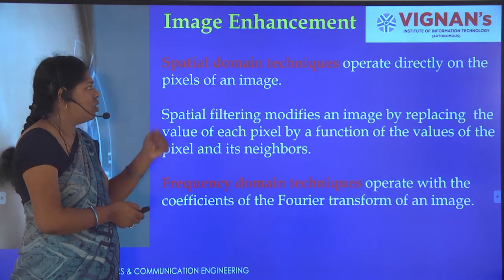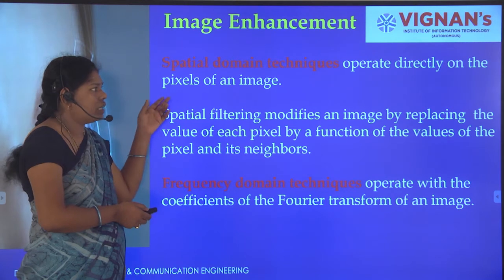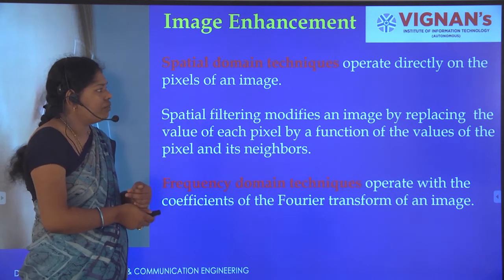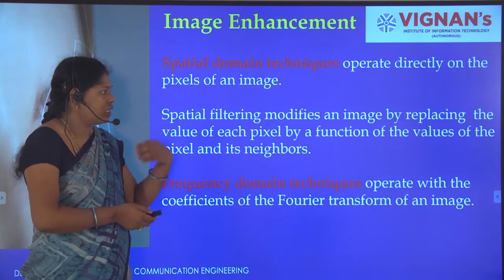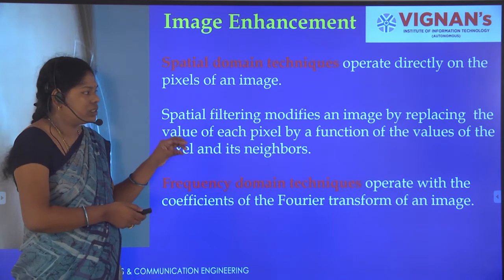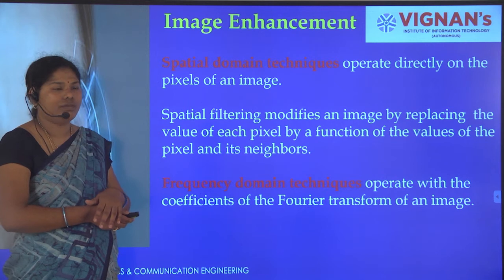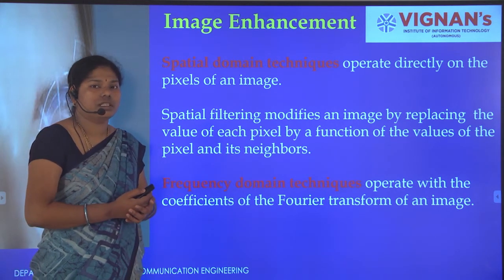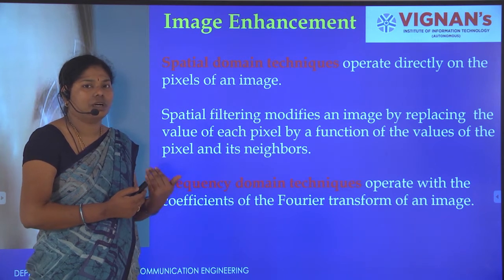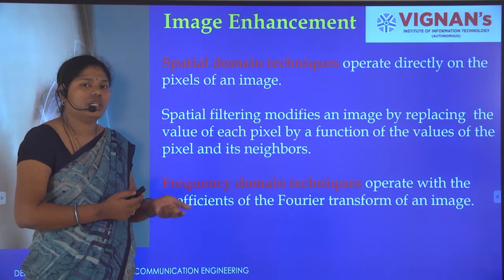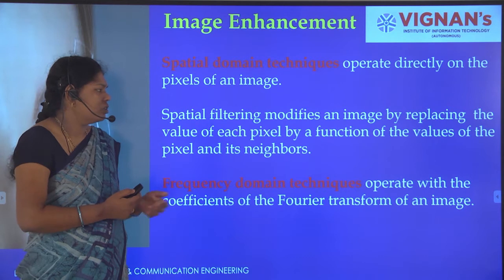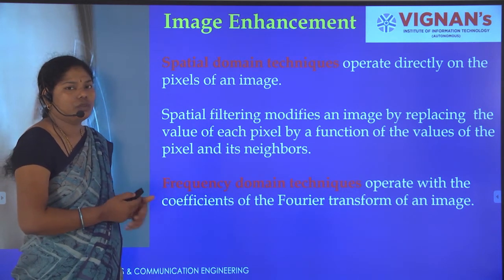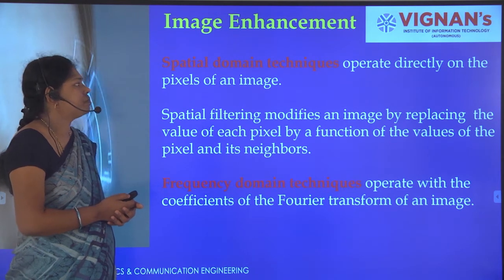Next, already we learned that it is directly on the pixels of an image. Spatial filtering modifies an image by replacing the value of each pixel by a function of the values of the neighborhood. Here the neighborhood basically we are considering 3 by 3, that is the minimum level, the next one is 5 by 5 mask. We can use any size of neighborhood. In terms of frequency domain we are using Fourier transform.